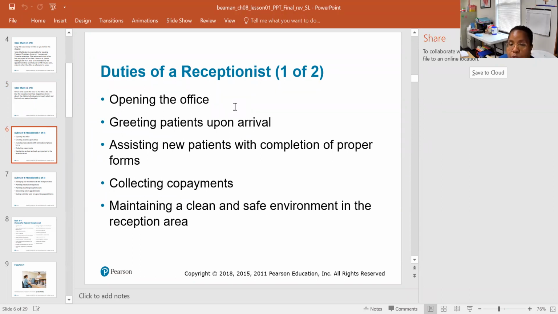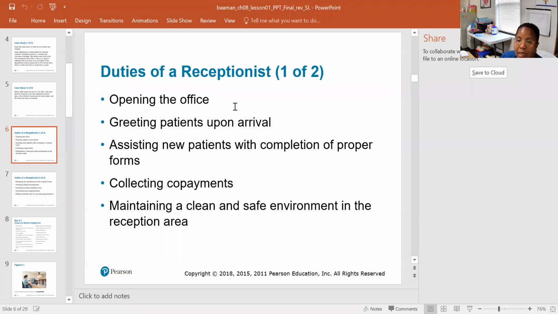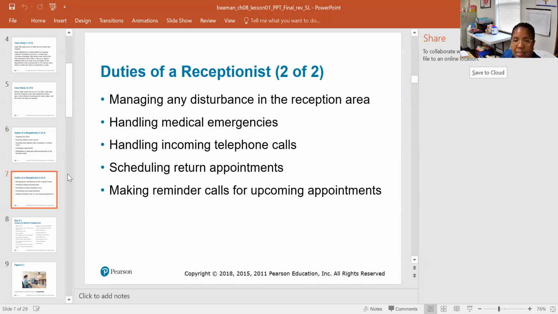The duties of a receptionist: when you get there, even though I'm a medical assistant and I should be working in the back, opening the office, greeting your patients upon arrival, assisting new patients with completion of paper forms, collecting payments, maintaining a clean and safe environment in the reception area. It says managing any disturbance in the reception area. You've got two people arguing at the front desk, or two people arguing in the lobby, don't you go and say, what you said? Hey, leave that alone, because that's not your business. Call 911, all right? Or if you have a security manager on site, call your security manager.